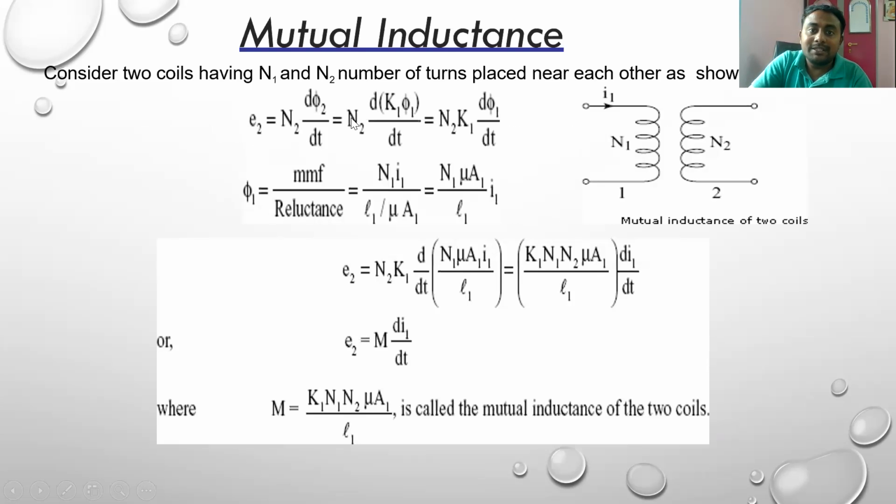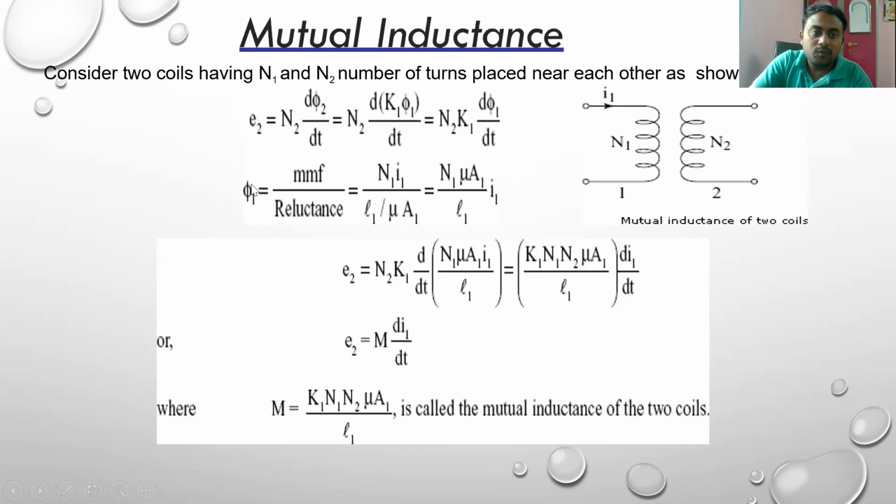N2 is the number of turns. The phi 2 I am representing as K1 into phi 1. K1 is the coefficient of coupling, because the current flowing through coil 1 has to produce the flux in coil 2, that is K1 into phi 1. So I am taking out the K1, and E2 I am representing as N2 K1 into d phi 1 by dt.